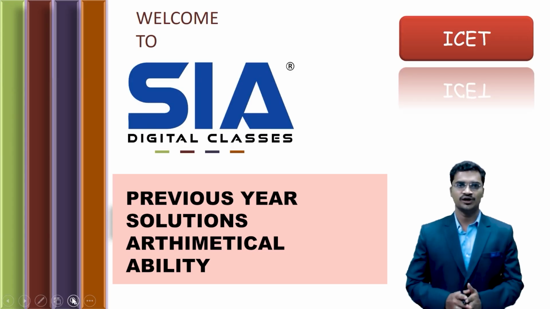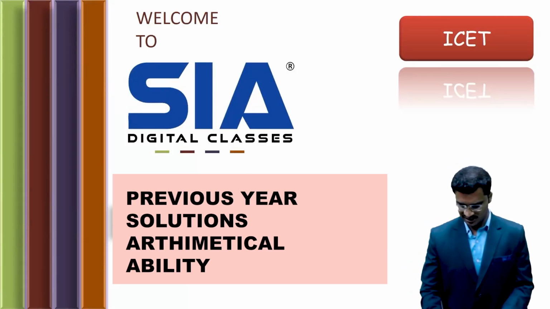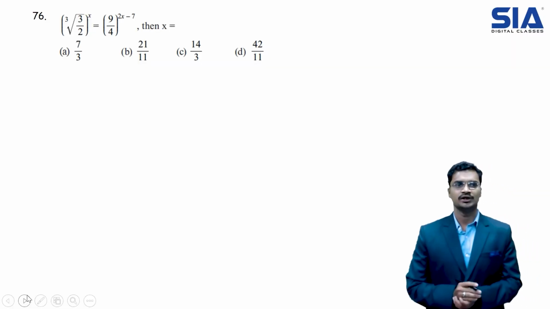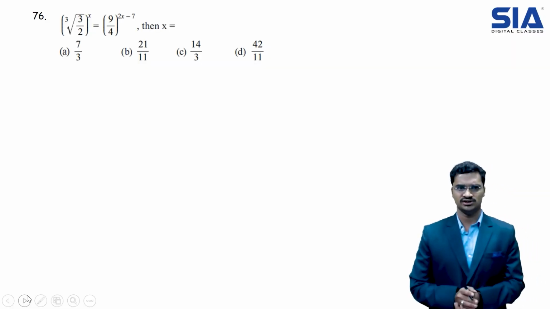In this video, we are going to solve question number 76 to question number 85 that has been asked in your ISET examination. These questions are in the section arithmetic ability. The 76th question says cube root of 3 by 2 whole to the power of x is equal to 9 by 4 to the power of 2x minus 7.